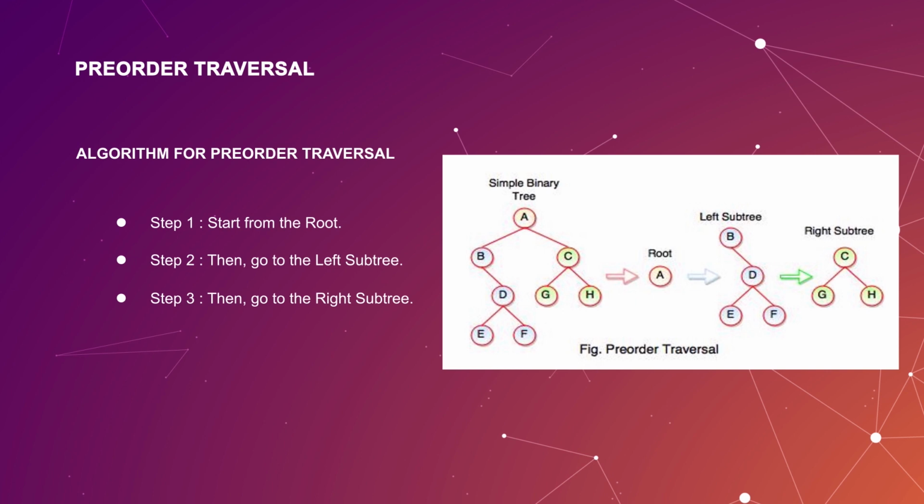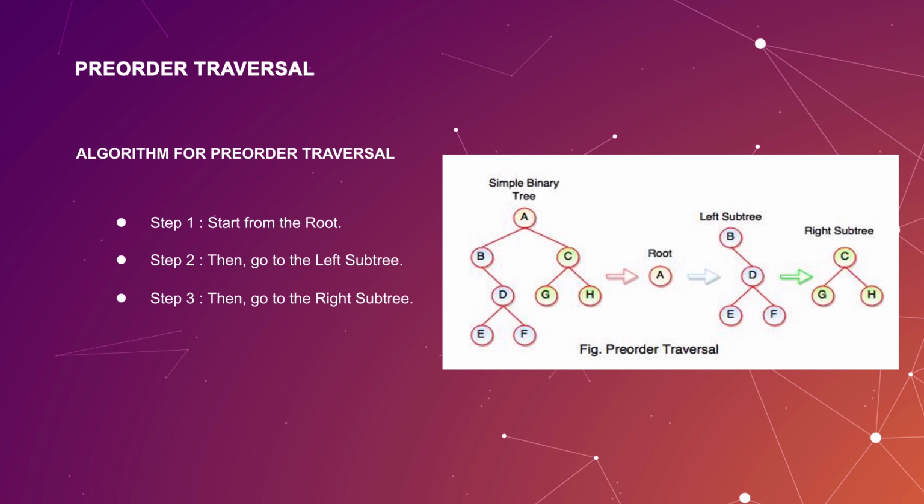Then the right subtree of A, that is C. First we read C, then we find the left child, that is G, and then move on to the right child of C, that is H. So, first we read the root node, then we cover all the items of the left subtree and all the items of the right subtree, and that is pre-order traversal. So by the pre-order traversal we have the sequence in this format.